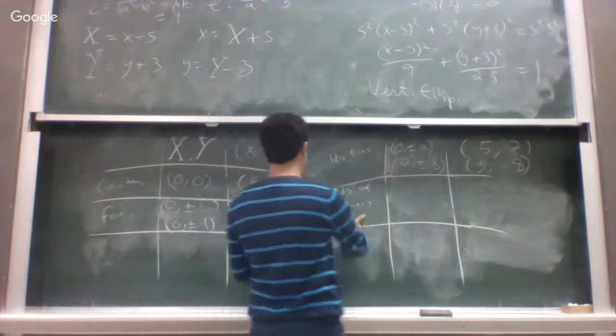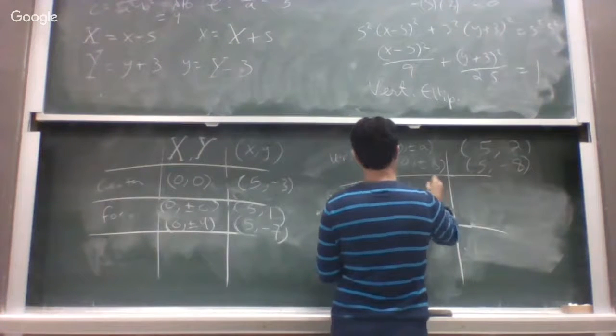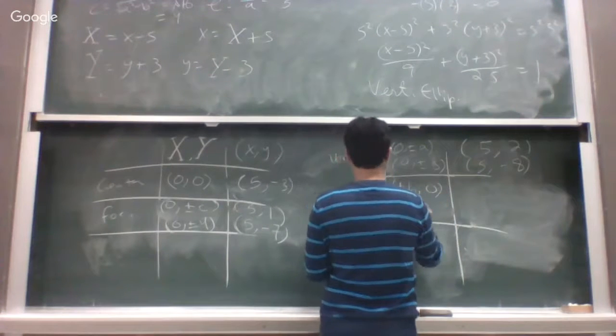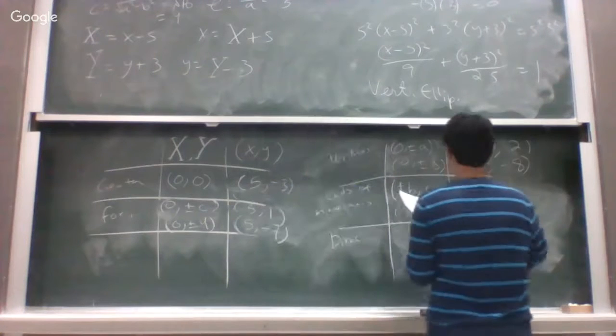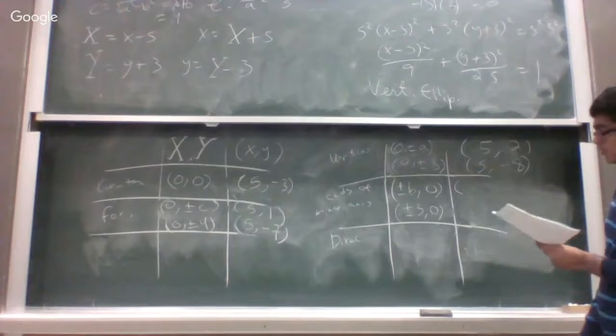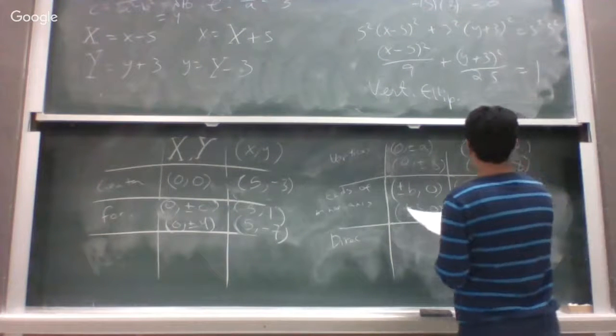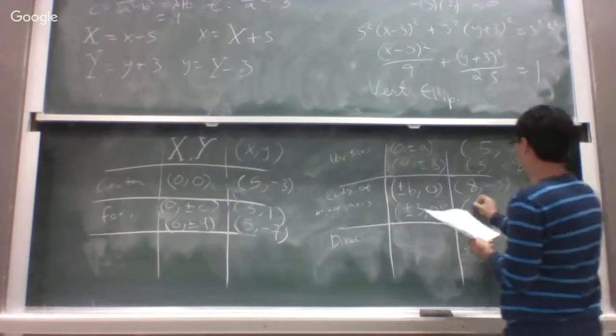For ends of the minor axis, you have the formula plus or minus b, 0. So we will have plus or minus 3, 0. Again, it's just adding now. So 3 plus 5 is 8, -3. -3 plus 5 is 2, -3.